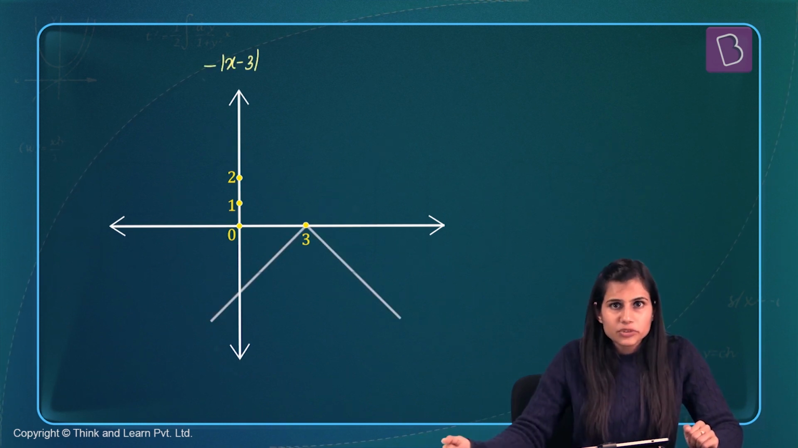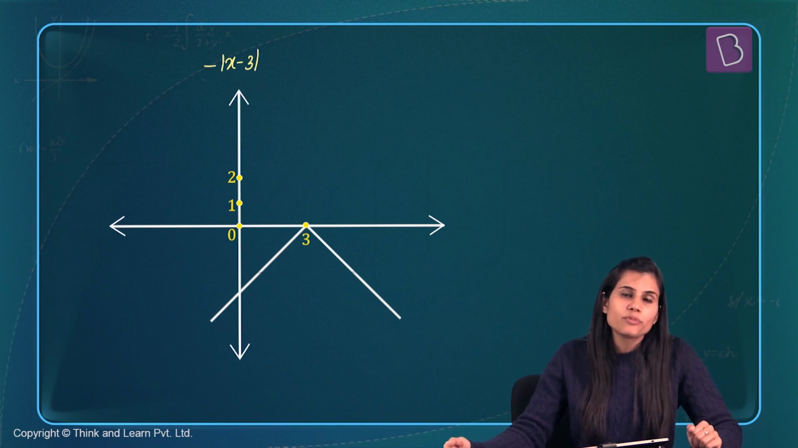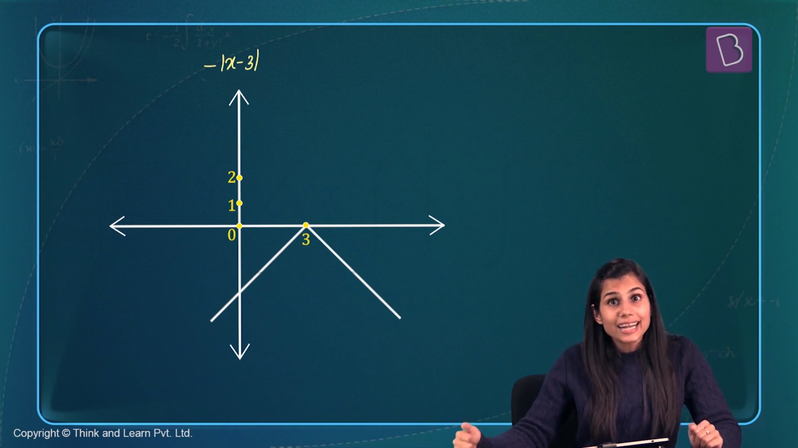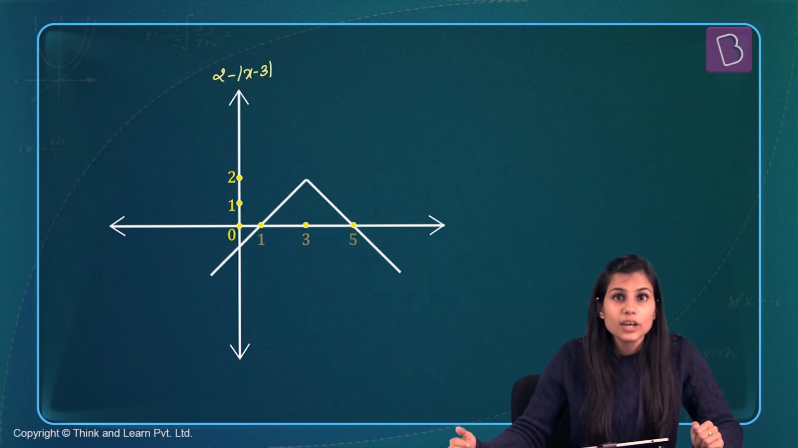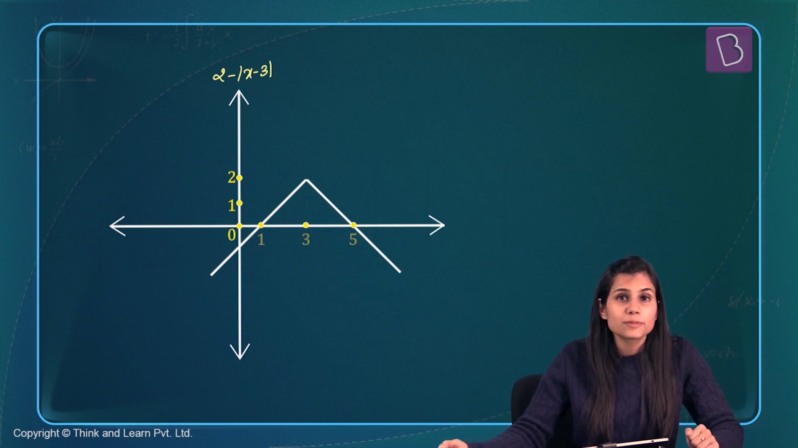Now when I invert this with respect to x-axis, I get minus of mod of x minus 3. I add 2 to each of these values. The entire graph shifts 2 units upward. What I get is the graph of 2 minus mod of x minus 3.